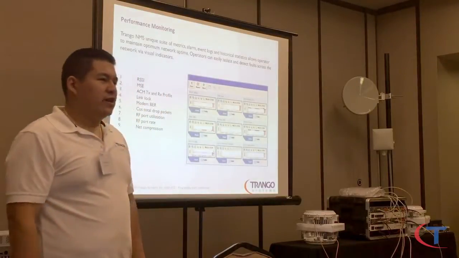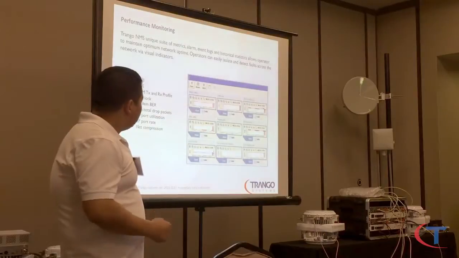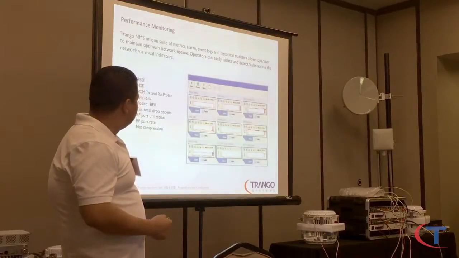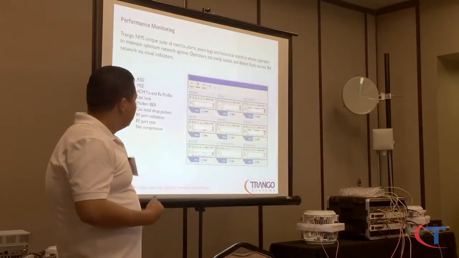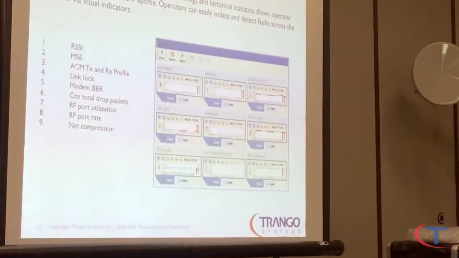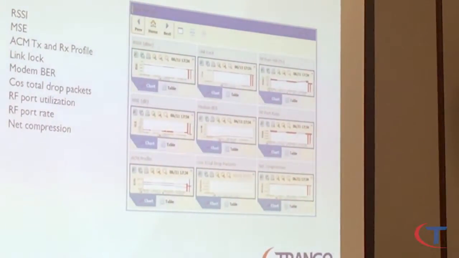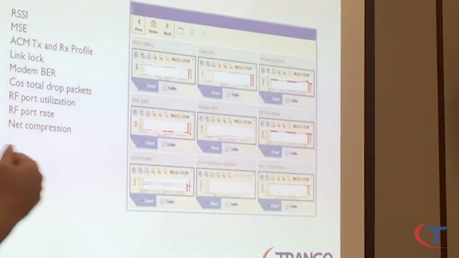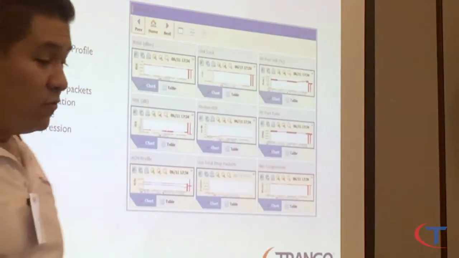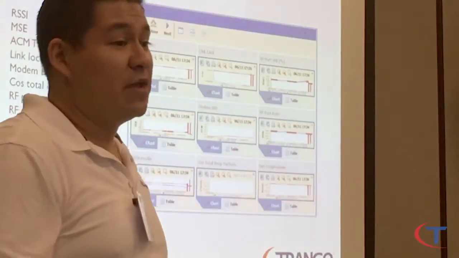Now, remember I told you guys you don't need to know any OID? Well, here it is. By default, every radio has the 9 parameters to monitor. When you do right-click statistics, you're going to have your RSSI, MSE, ACM, link lock, modem BDR, class of service, RF port utilization, and RF port rate. You can add more, but these are the default ones. Really handy. You don't need to import MIB files or anything. Just right-click and you will have the information.